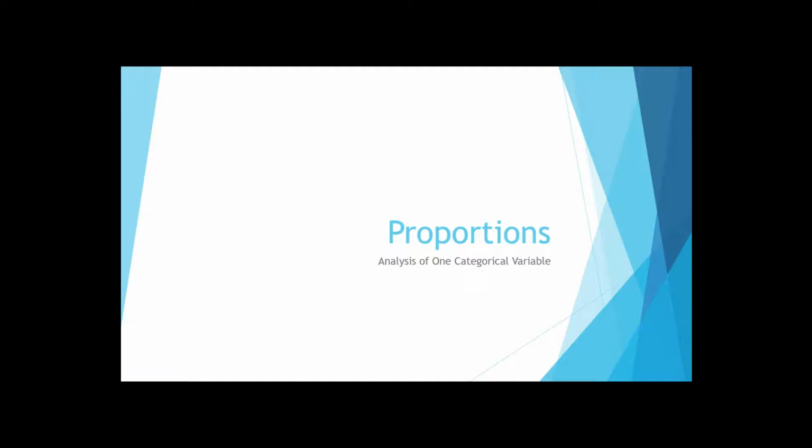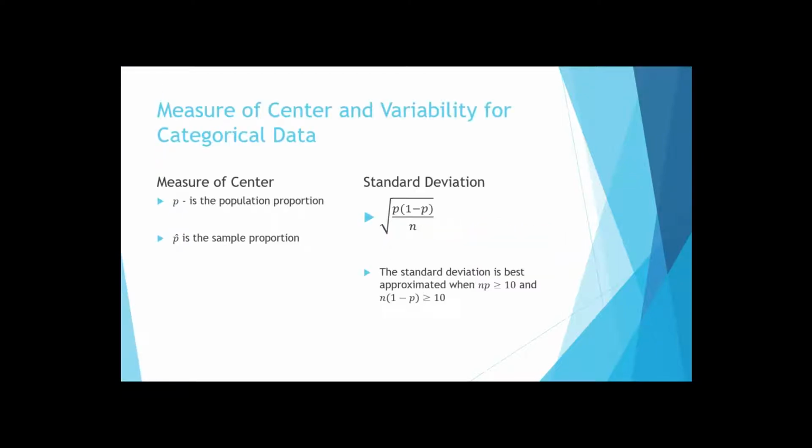In this video, we're going to take a look at proportions, and we're going to focus on the sample proportion. This is another way that we can analyze one categorical variable, and there's a couple terms that I want to cover first. First off, we have measures of center and measures of variability for all data sets. When we deal with categorical data, the measure of center is the population proportion, or the sample proportion if it's from the sample. And the variability is the standard deviation, which is what is given right there.